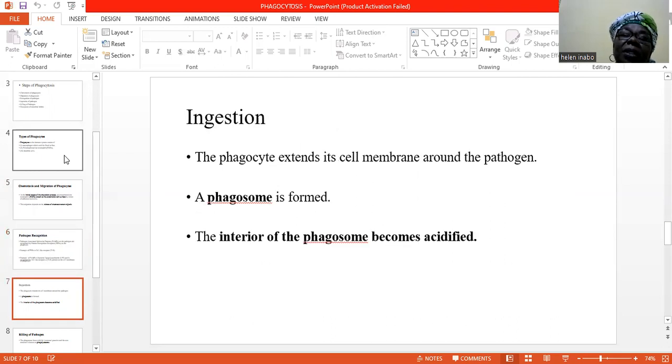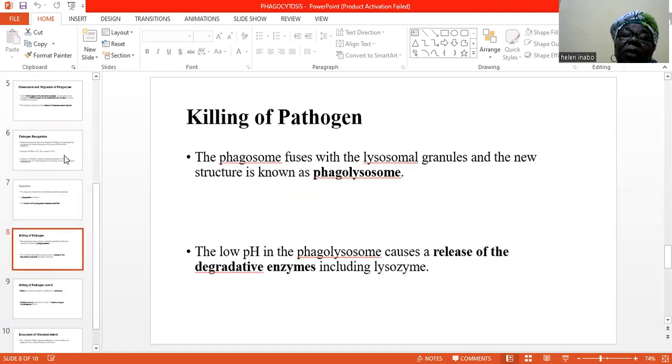The next step is ingestion of the pathogen. The phagocyte extends its cell membrane around the pathogen. It's like you are welcome in a warm embrace, and the pathogen is engulfed into the phagocyte. A membrane-bound body known as phagosome is formed, and the interior of the phagosome becomes acidified.